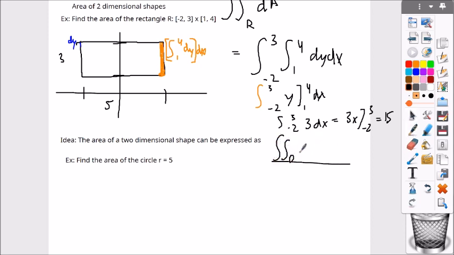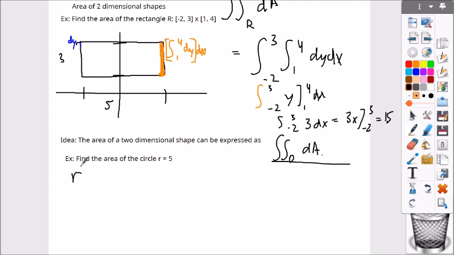So the area of a two-dimensional shape can just be expressed as the double integral over a region D of dA, with no function inside. So let's find the area of the circle r equals 5. In order to find the area of the circle right here, we need to find a Jacobian, right? Because that's what the entire lesson is planned about. So what is the Jacobian for this circle?